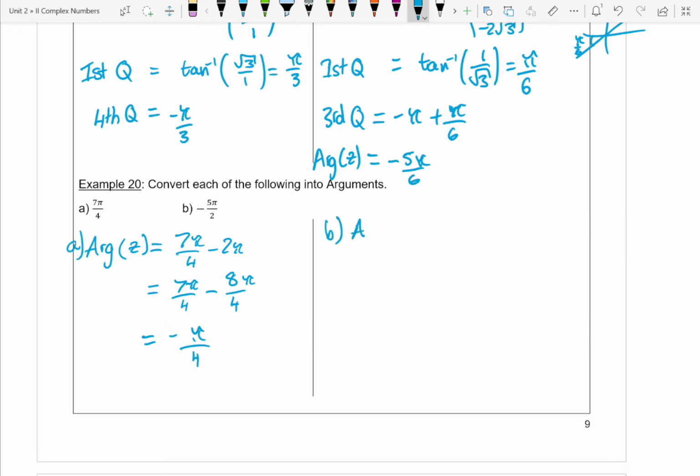Capital A Arg of z for B. We want to take our negative 5 pi on 2, and we want to add 2 pi. So that's going to give us negative 5 pi on 2 plus 4 pi on 2, which would give us negative pi on 2. And that is between negative pi and pi.